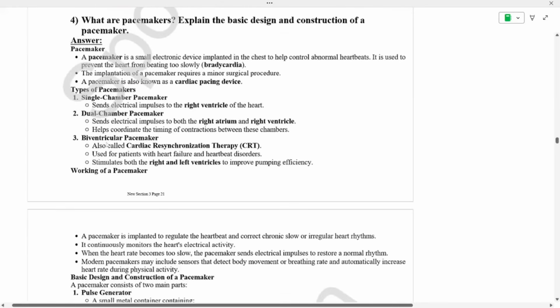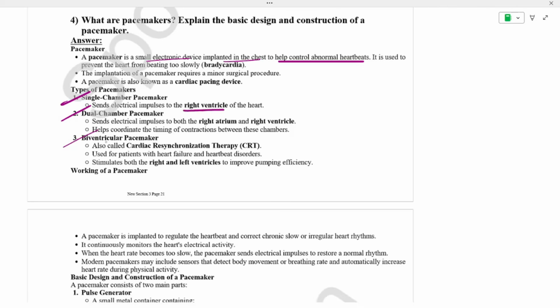Okay, next is pacemaker. A pacemaker is nothing but one small electronic device which will be implanted in the chest in order to control abnormal heartbeats. If a person has abnormal heartbeats, this helps to normalize the heartbeats of the person. Okay, single, dual and biventricular are there. Single is nothing but it impulses the right ventricle. Dual is nothing but right atrium and right ventricle. Biventricular is also called CRT. It is right and left. Okay, you can remember this.